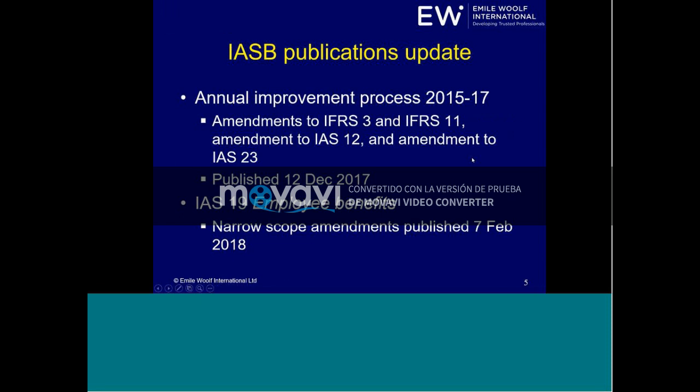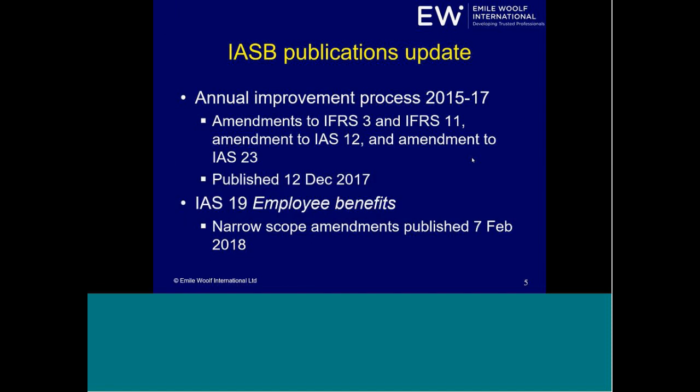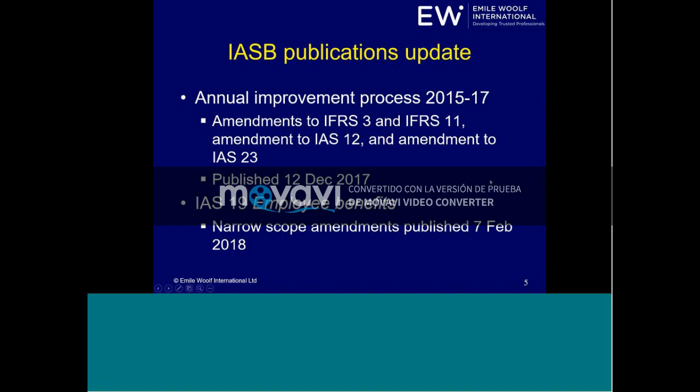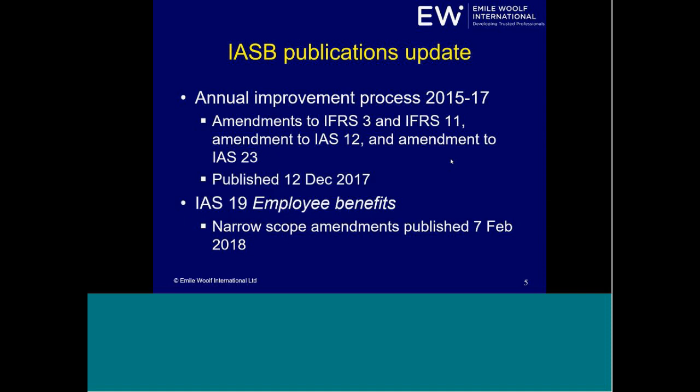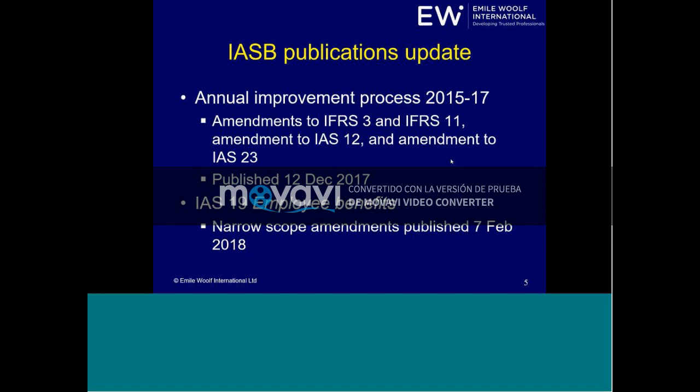So ISB publications, there's been the annual improvement process, so-called 2015-17, was published just before Christmas, but after our last time together, and that includes some amendments to IFRS 3 and 11. That's simply confirming that if you obtain control, having perhaps had joint control in the past, then that would trigger the remeasurement process of IFRS 3 to calculate goodwill and so on.